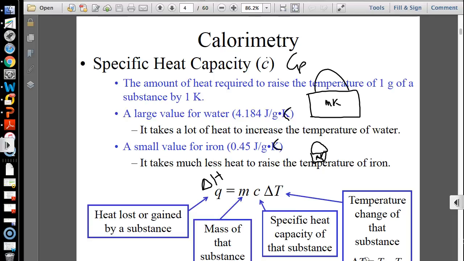Anyway, so remember, temperature change or change in anything is always final minus initial. If you're doing percent change, it's final minus initial over initial.